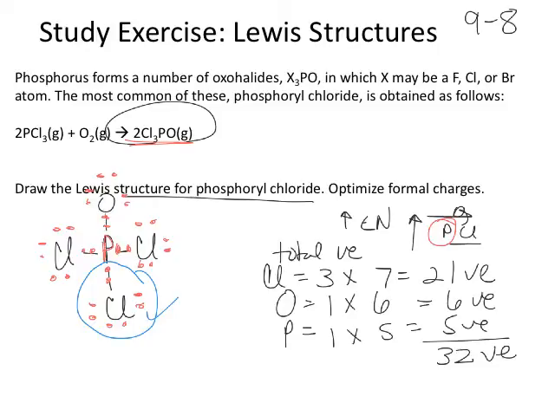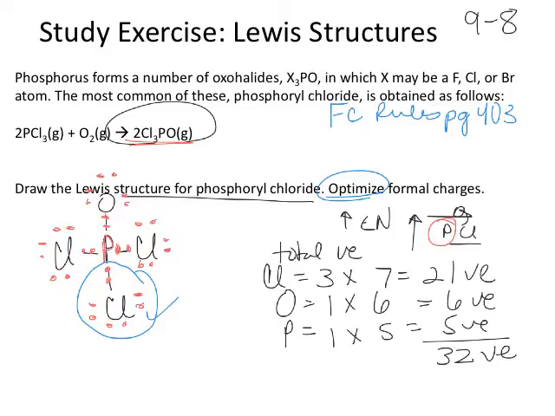So this one has 8. If you count each one of these, each has 8. So that's a fine Lewis structure, and you're totally fine with that, and that's actually correct. Now, but it says it wants you to optimize formal charges. Well, when you optimize formal charges, you've got to look at your formal charge rules on page 403. So you need to kind of memorize those.